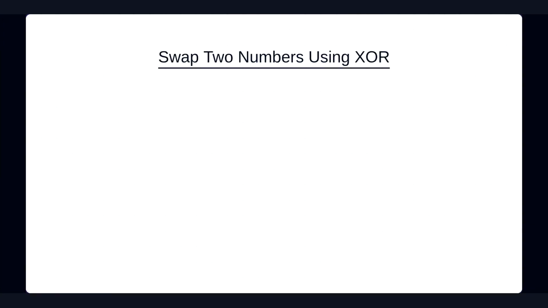Normally, to swap two variables, you use a third temporary variable to hold one while you move the other. But with XOR, we can swap two numbers using no extra storage at all. Let's swap 5 and 3 and see how the bits carry the values around.